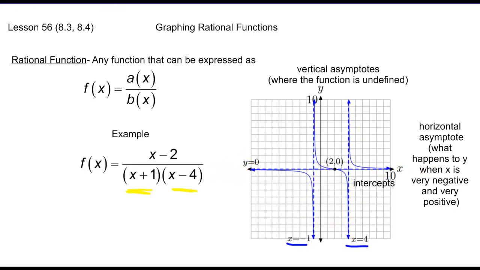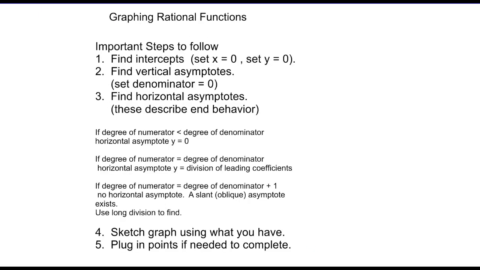So let's talk about some rules for graphing these rational functions. And there's a bunch. You've got to follow these steps. The first thing that I would do is find the intercepts. So like in any function, we set x equal to 0 to find the y-intercept and y equal to 0 to find the x-intercept. In order to find the vertical asymptotes, we set the denominator equal to 0 and solve, and those will give us those vertical asymptotes.